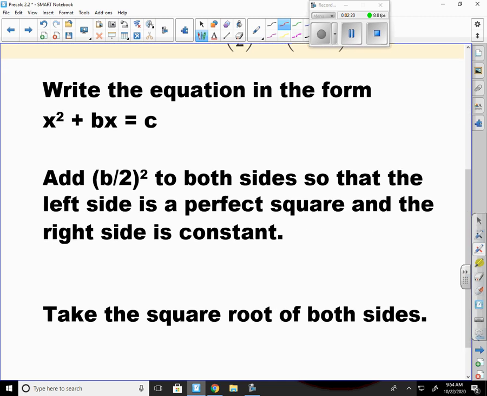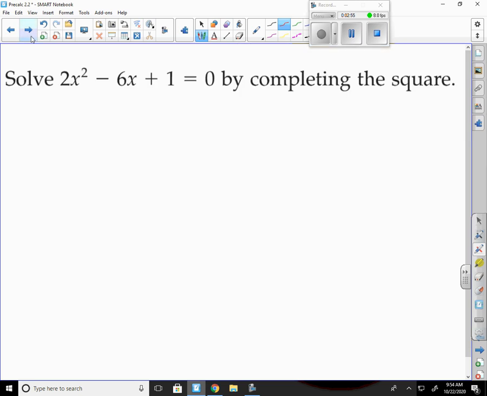In order to do this, the easiest way to do it is to start by writing the equation in the form x squared plus bx equals c. So if I have some number on this side where it's just a number, I have to get it over to the other side. Just get that constant over. Then add b over 2 squared to both sides, so the left side becomes a perfect square. The right side would become a constant, and take the square root of both sides. These are just the instructions. I don't expect you to figure out how to do it yet without actually seeing a problem. Okay, so now we start with 2x squared minus 6x plus 1.